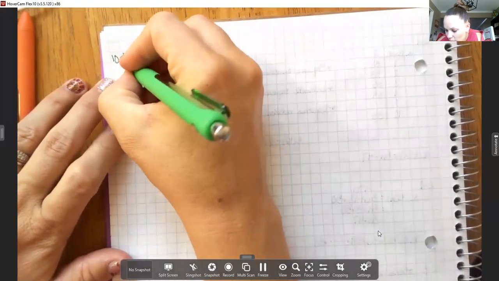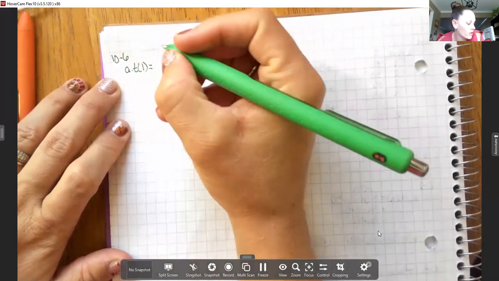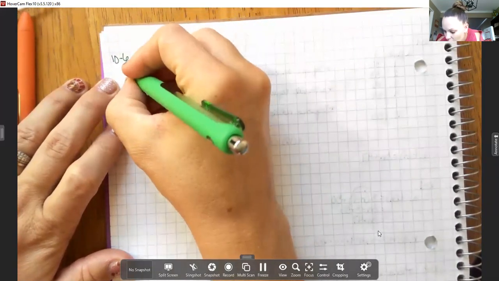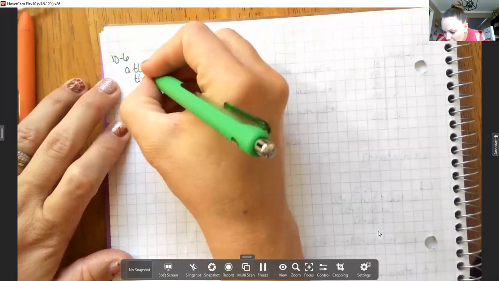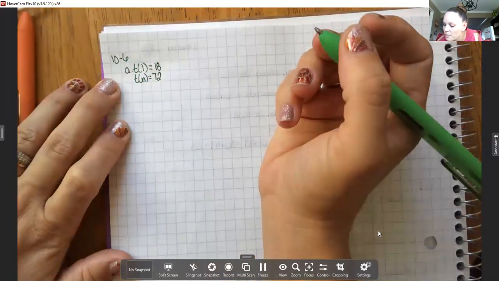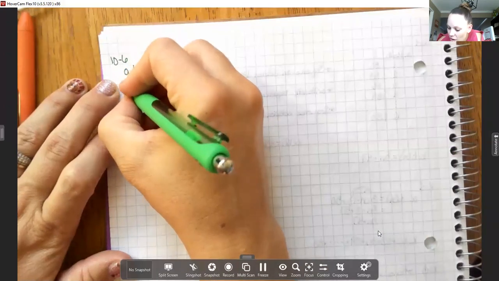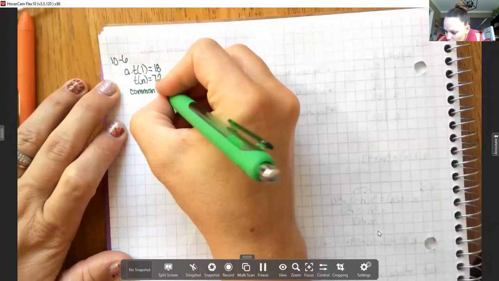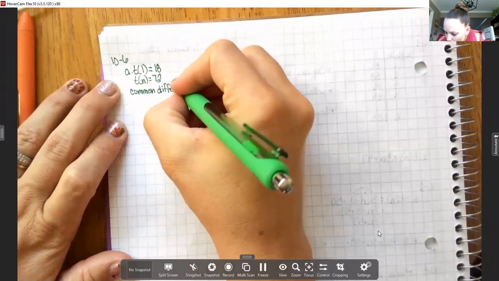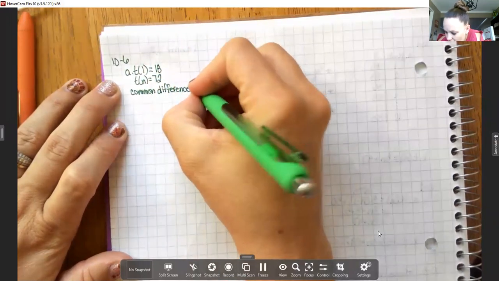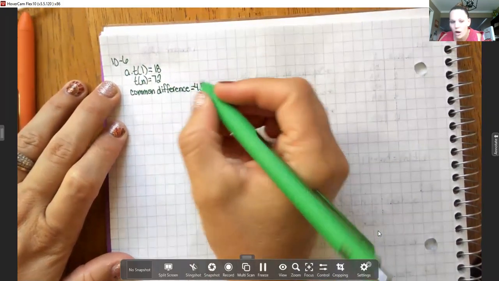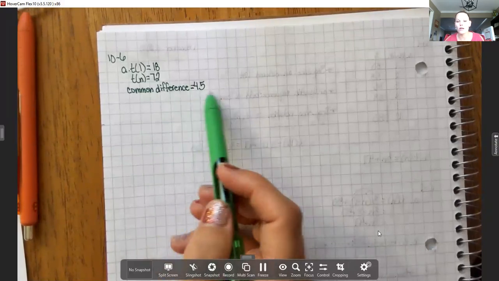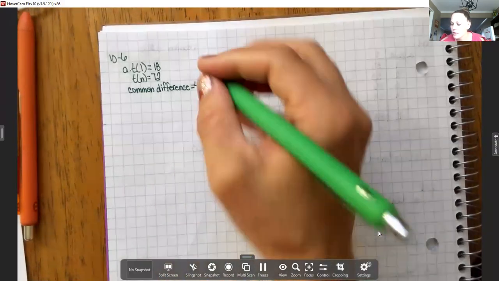So T of 1, that first term, is 18. The last term is 72. And the common difference is 4.5. Common difference, what that means, that's the same as the growth or the slope if we were talking about y equals mx plus b.